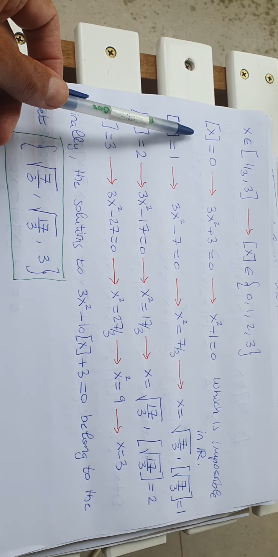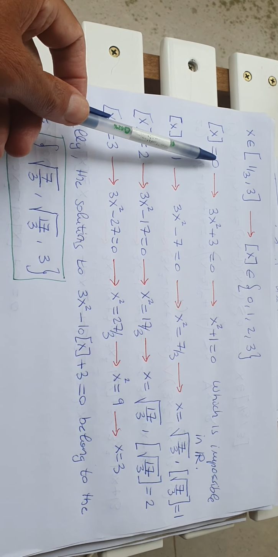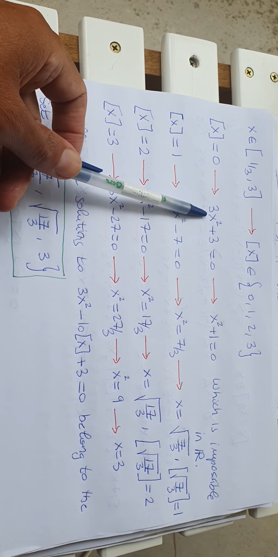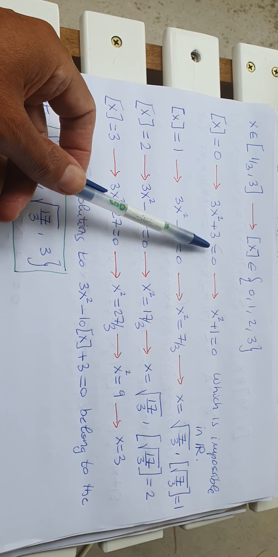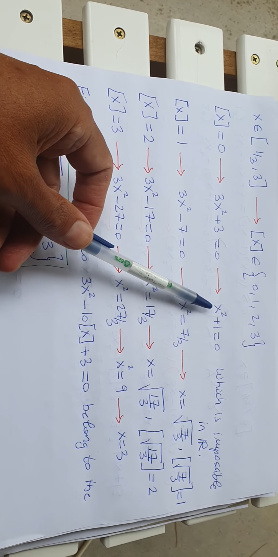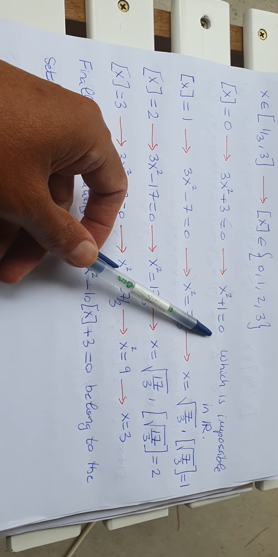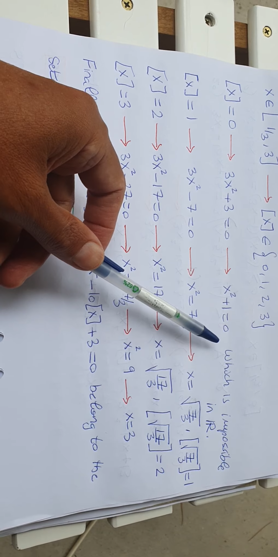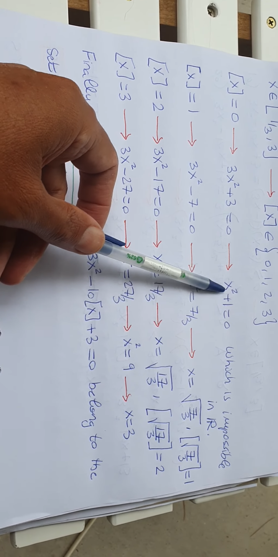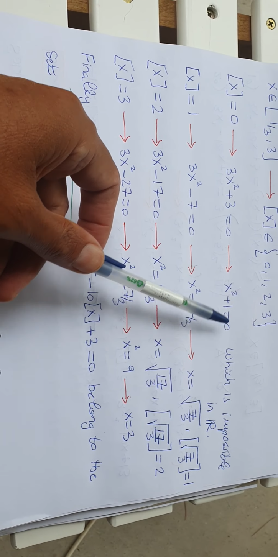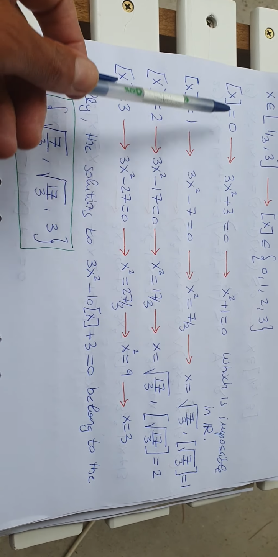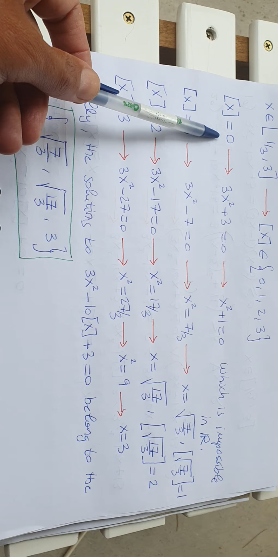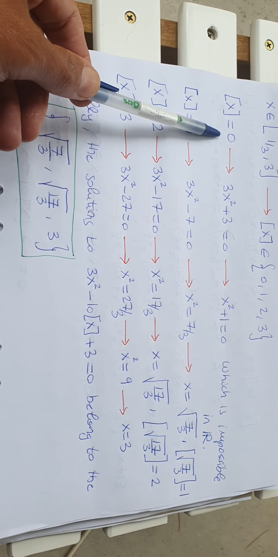So if the integer part of x is equal to 0, going back to our initial equation, we will get 3x squared plus 3 is equal to 0, which gives x squared plus 1 is equal to 0. But we know that this equation is unsolvable in the set of real numbers. So this is impossible here, which means that if the integer part of x is 0, our equation has no solutions.